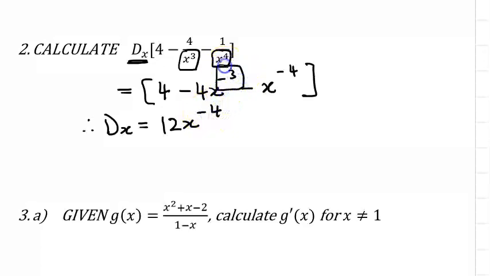So I'm subtracting 1. Alright? Minus 4 times minus 1 is positive 4x to the minus 5. Remember? Minus 4, you're subtracting 1. Minus 4 minus 1 is minus 5. That's my answer. Okay? Next question.